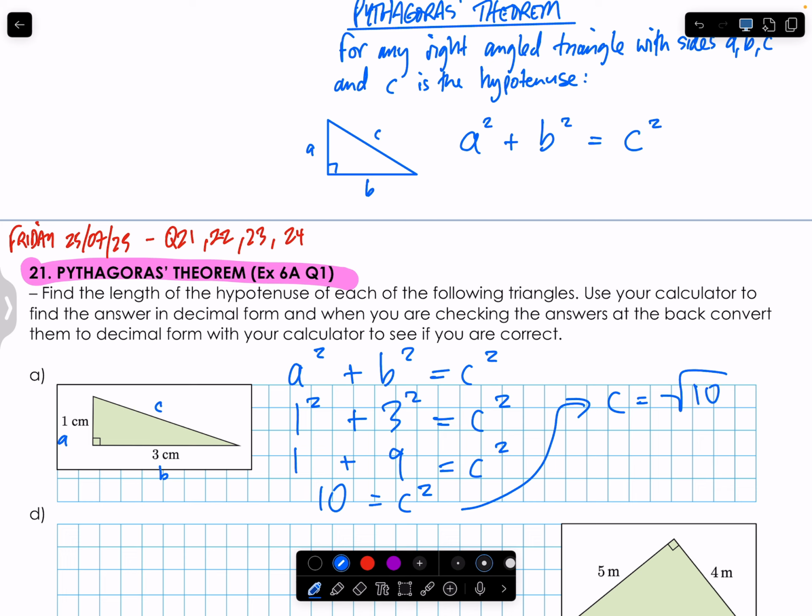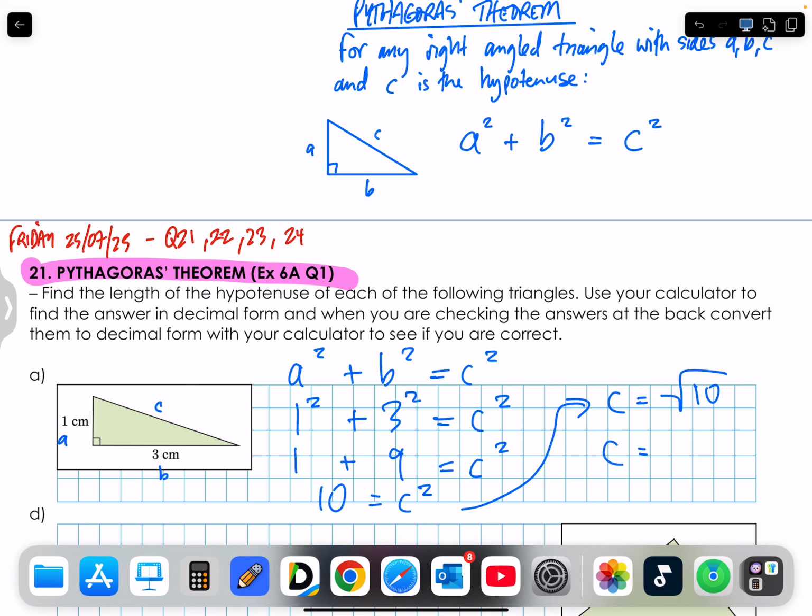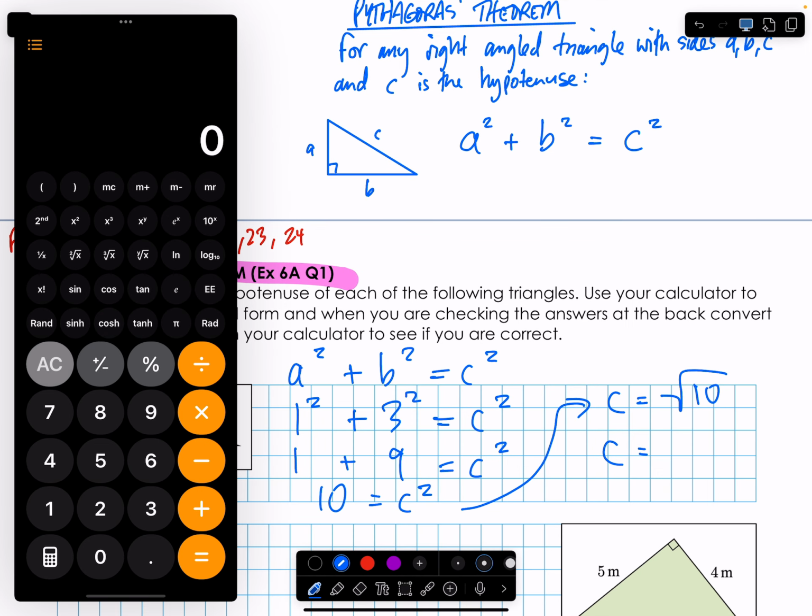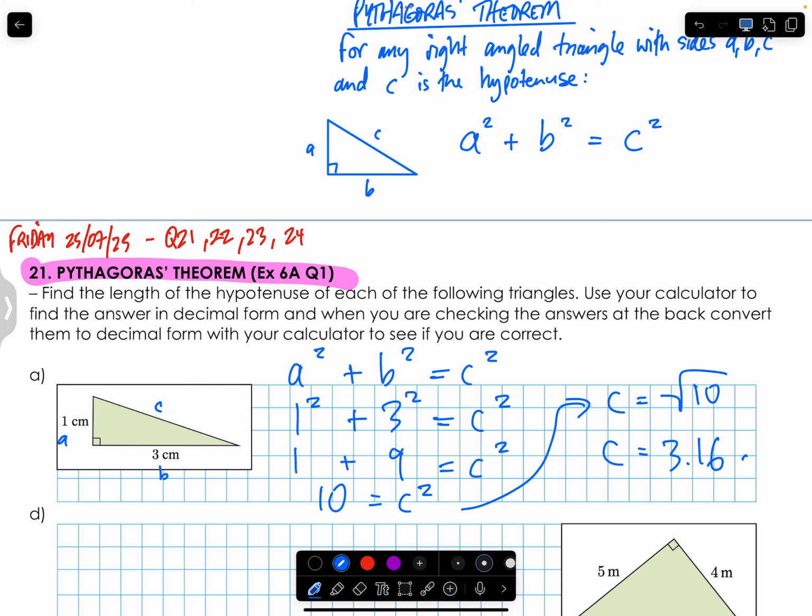Now, if you're looking at your answers in the back of the book, you're going to see the answer says that. Okay? You're probably more used to actually working out what the square root is. So you would do this. The square root button is this with a little 2 over it. Square root of 10. 3.16, I think it's centimeters. Centimeters to 2 decimal points. I'll accept both. I don't mind.